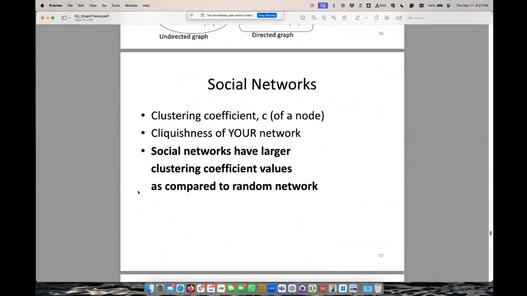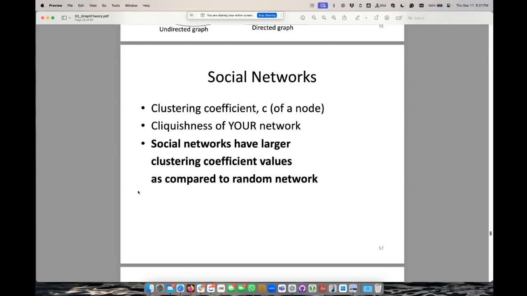All right. So just to summarize, we looked at clustering coefficient, which is a characteristic property of a node, not a network. So it's a node-level property, just like we saw centrality, right? Which is for each node: degree centrality, betweenness, closeness, eigenvector, and so on. Cliquishness is for your network, right?